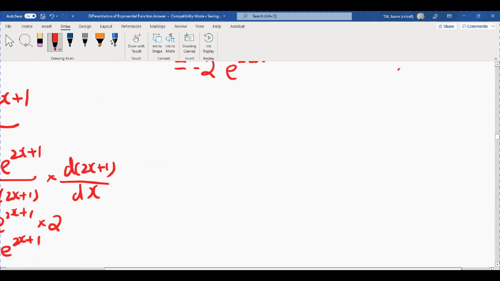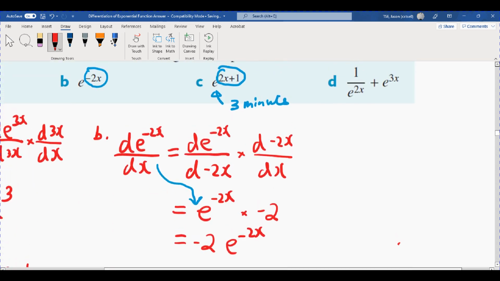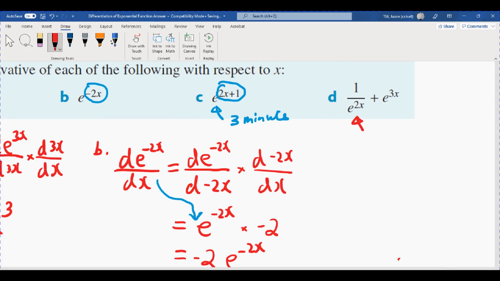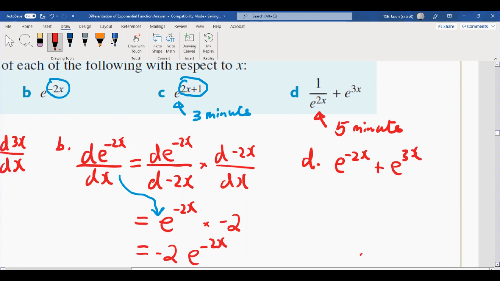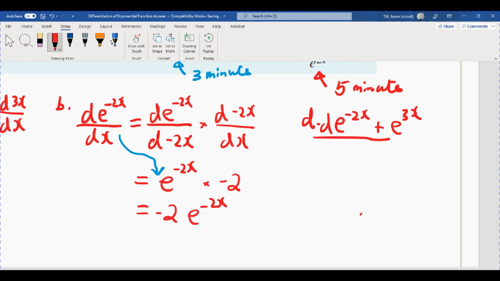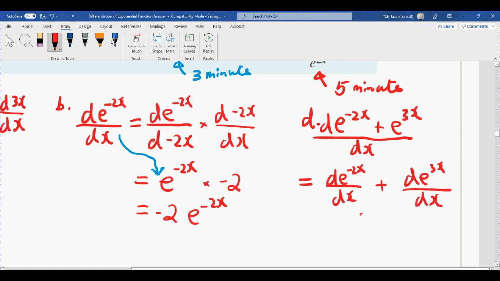You might need more time if you haven't done D. Just spend more time on D. You might need 5 minutes to think about this. For D, if you have tried, the key is for the first part, you have to use the index law. So 1 over e to the power x, why don't we just rewrite that into e to the power minus 2x and e to the power 3x? I'm going to differentiate, and there are 2 parts to it, so I'm going to separate them. You must separate them because there are 2 terms.